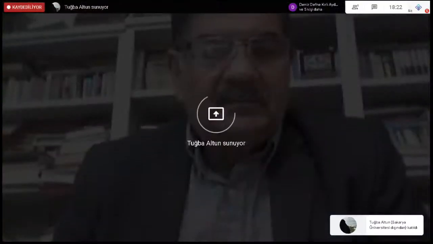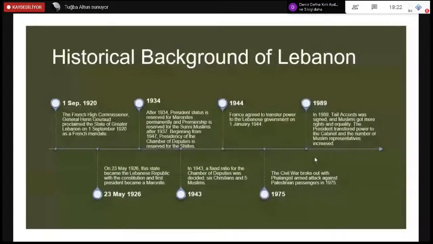In 1946, a fixed ratio for the Chamber of Deputies was decided: 6 Christians and 5 Muslims. In 1944, France agreed to transfer power to the Lebanese government, and after the independence, the problems continued. In 1958, for example, when the United Arab Republic was declared by Syria and Egypt, Lebanon wanted to be part of it, and a civil war broke out, and at the end, US Marine Forces came to solve the situation. We can see that Arab nationalists in Lebanon demanded to be part of this United Arab Republic.